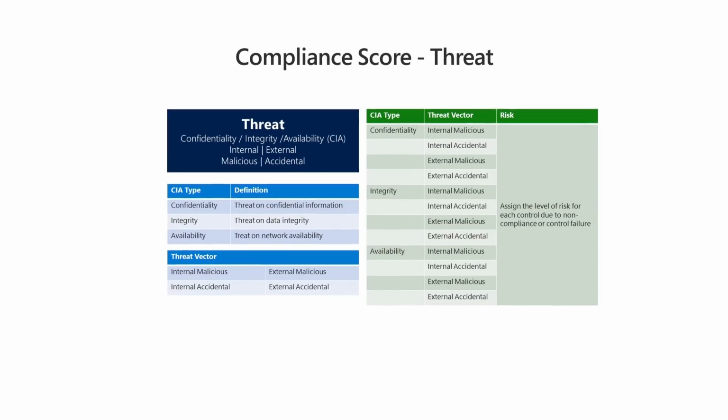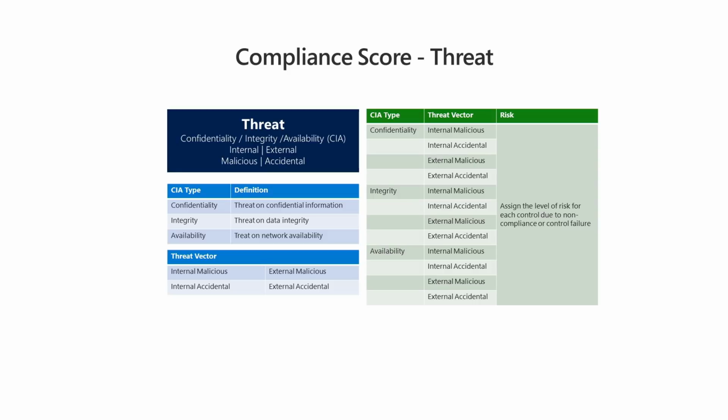For the second part of the score, we assign the level of risk based on the related threat for each control. Threats can affect 3 things in our system: the confidentiality of information stored in the system, the integrity of information, and finally, the availability of the network or the service.